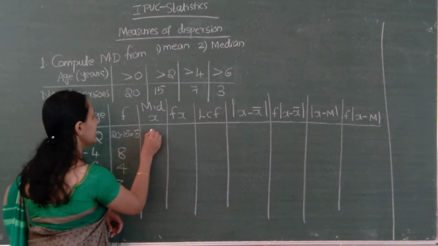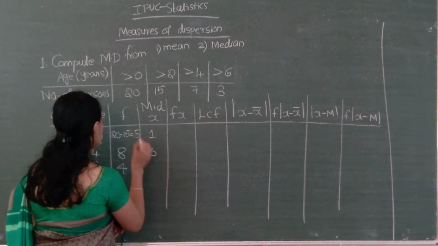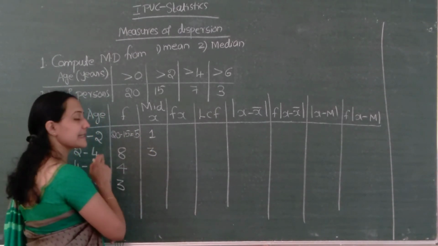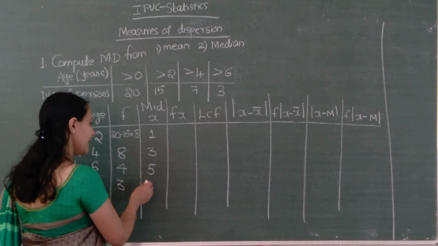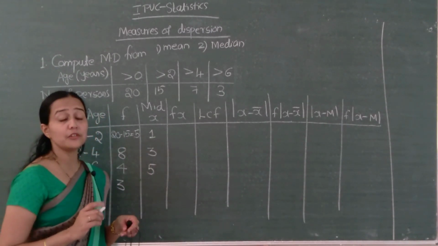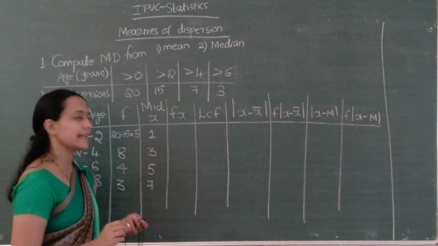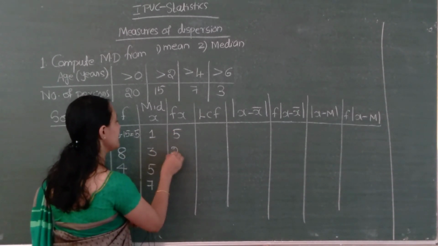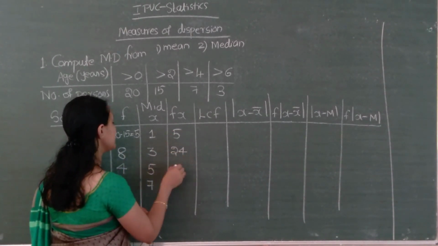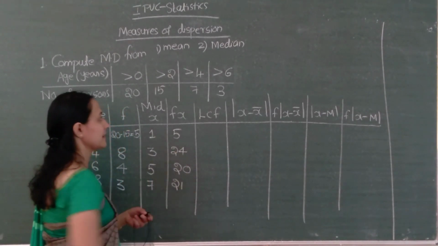0 plus 2 divided by 2, 1. 2 plus 4 divided by 2, that is 6 by 2. 4 plus 6, 10. 10 divided by 2 is 5. 6 plus 8, 14. 14 divided by 2 is 7. F into x. F into x, 5 ones are 5. 8 threes are 24. 4 fives are 20. 3 sevens are 21. Correct?